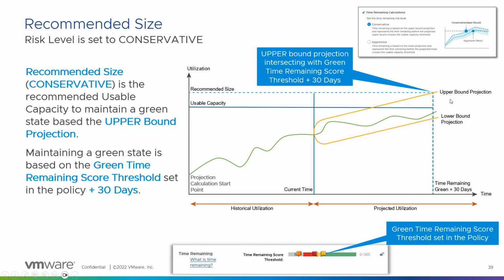It's looking at the upper bound projection, taking your time remaining score, and adding 30 days to get that window of how far out in the future it looks. And it says, okay, it's using this much CPU or this much memory, and that's how much I need to add or remove from my virtual machine based on that projection. So hopefully that's clear. The really important part is that time remaining score threshold that you configure in the policy.